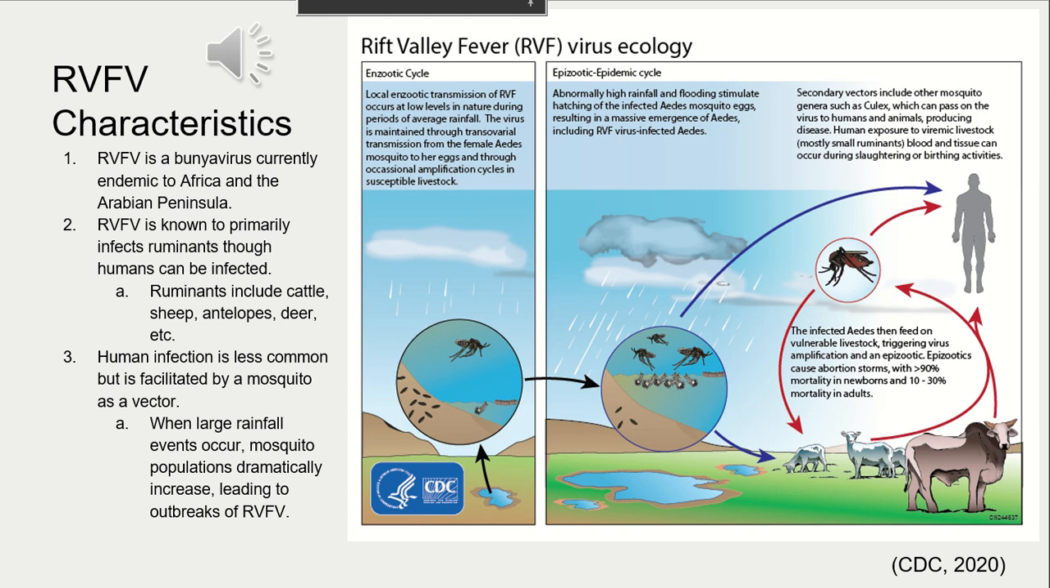Rift Valley fever virus characteristics. Rift Valley fever virus is a Bunyavirus currently endemic to Africa and the Arabian Peninsula. It is known to primarily infect ruminants, though humans can be infected as well. Ruminants include cattle, sheep, antelope, deer, etc. Human infection is less common but is facilitated by mosquitoes as a vector. When large rainfall events occur, mosquito populations dramatically increase, leading to Rift Valley fever outbreaks.